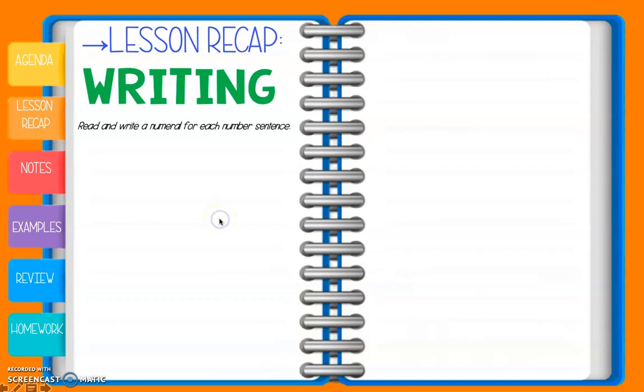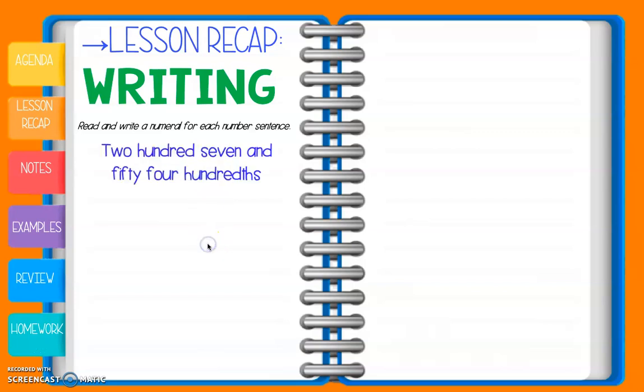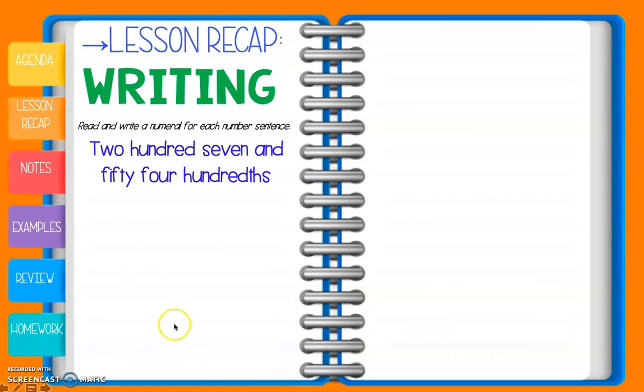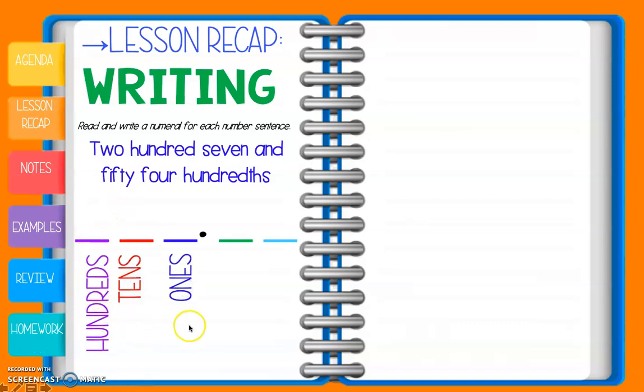So when we're writing our decimals, we're going to read them out loud to ourselves, and we're going to write a numeral for each number sentence. So here's our first number sentence, and it says 207 and 54 hundredths. So I always like to start with my place value spots, and then I can just fill them in based on what they gave me in the number sentence. So I know that this is the hundreds, the tens, the ones. This is the tenths and the hundredths.